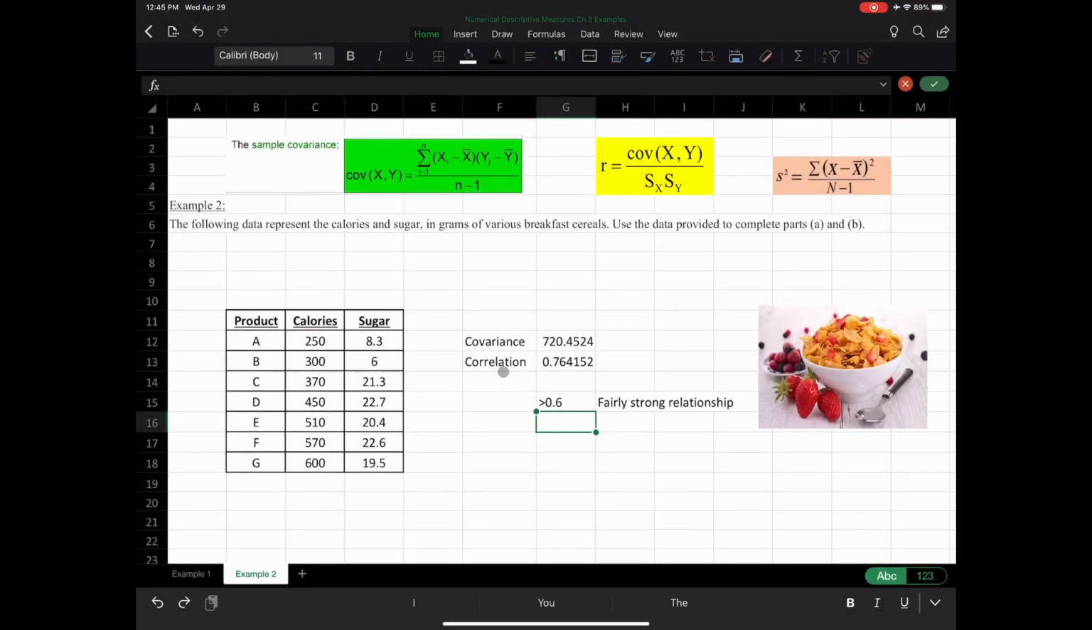For correlation, the rule is that if our correlation is greater than or equal to 0.6, then we have a fairly strong relationship. In our example, we have 0.76. What that means is that we have a strong relationship between calories and sugars. That's what the correlation tells us: we have a strong positive linear relationship between calories and sugar. And that's example 2.